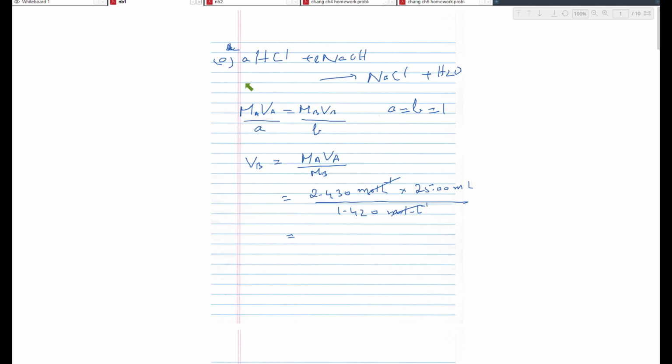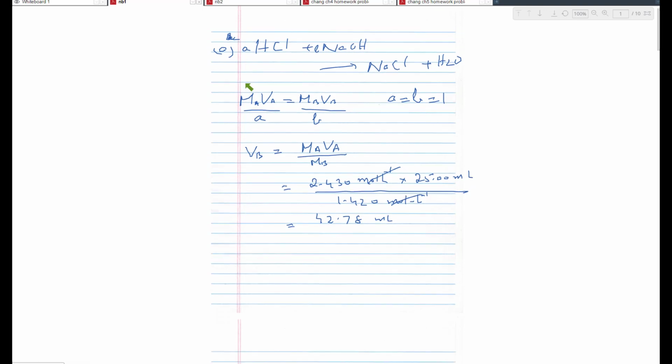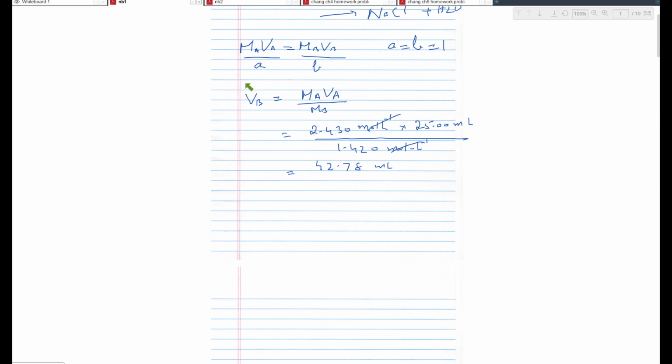It looks like they're keeping four sig figs, so we'll do 42.78 ml of base needed. So the answer is 42.78 ml, keeping four significant figures. All right, is it clear? Yes, sir. Let's go to the next one.